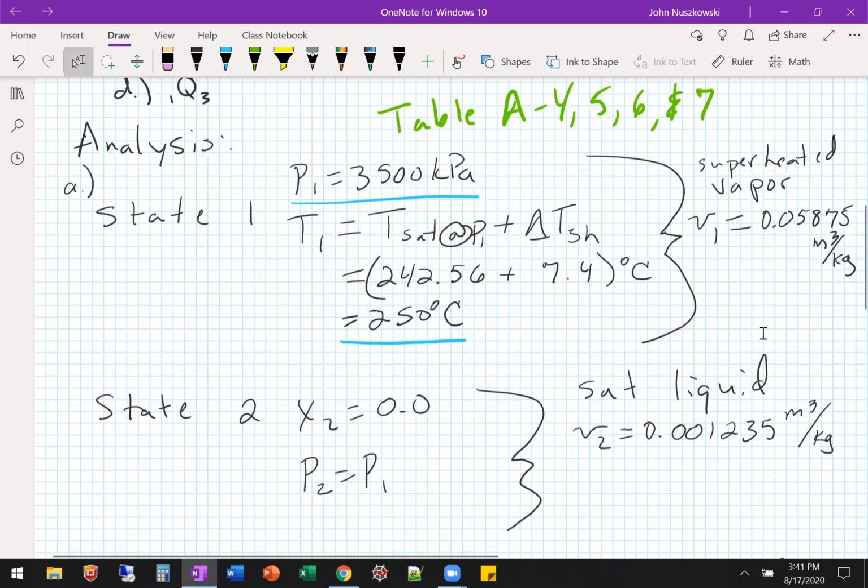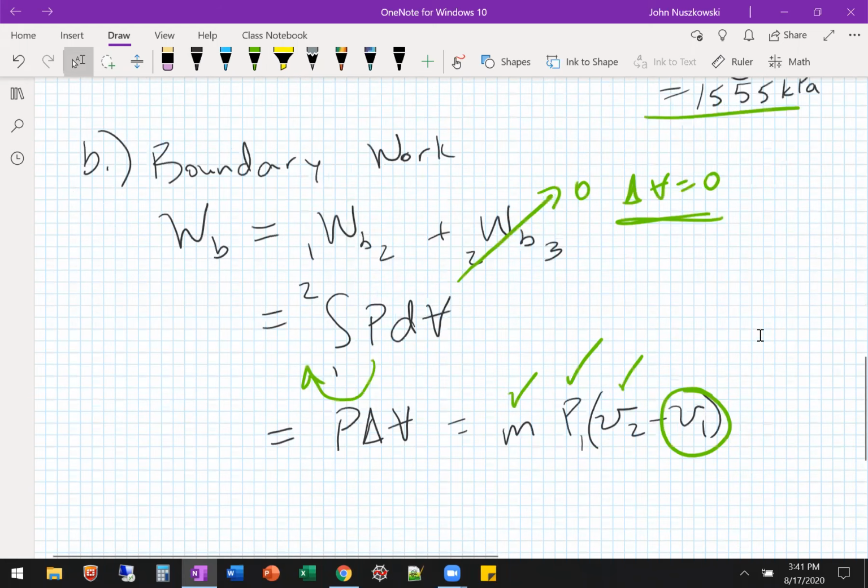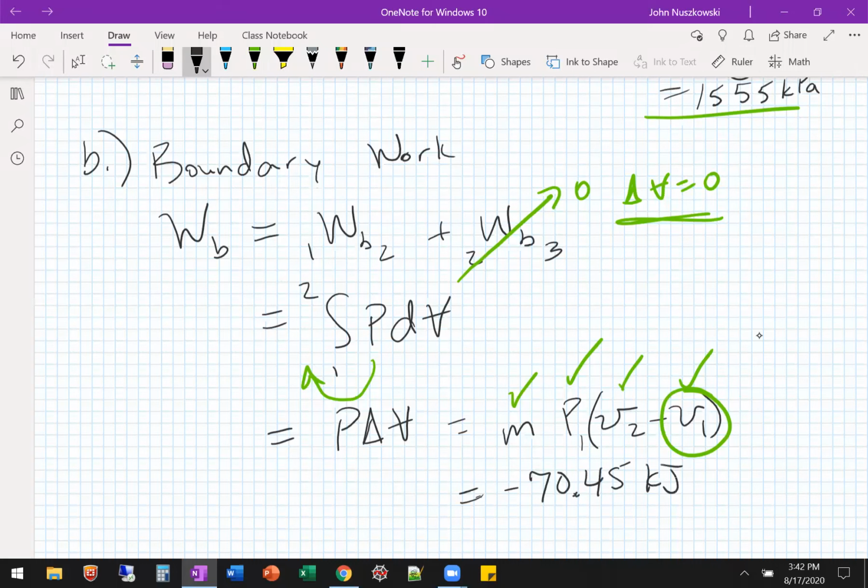So now we have specific volume at state 1. We can plug in and solve, and we get negative 70.45 kilojoules. Does that work in or work out? It happens to be work in.